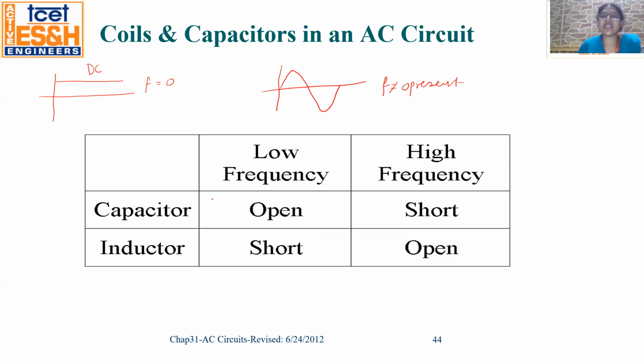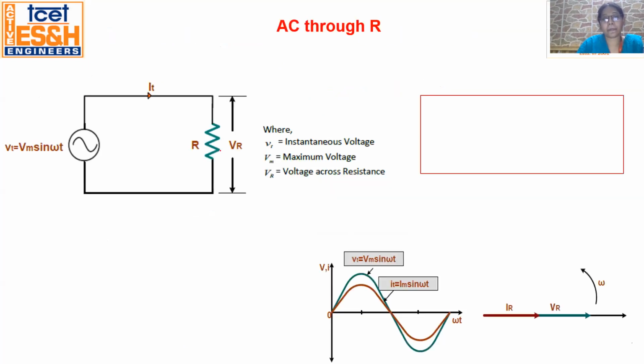So when you have a signal which has a low frequency, in that case capacitor acts as an open circuit, whereas if it has the high frequency, then it acts as a short circuit. Whereas for the inductor in low frequency, it acts as a short circuit, and in the high frequency, it acts as an open circuit. So this is the basic behavior of the capacitor and inductor with the change in the frequency. Now come to the AC.